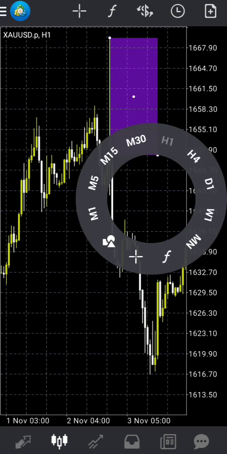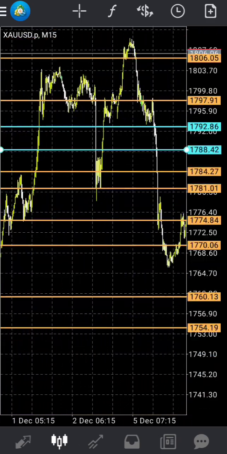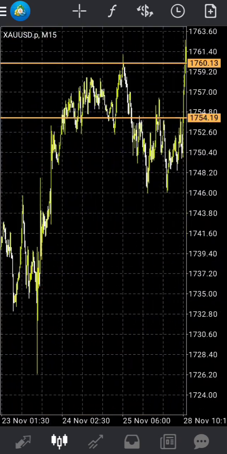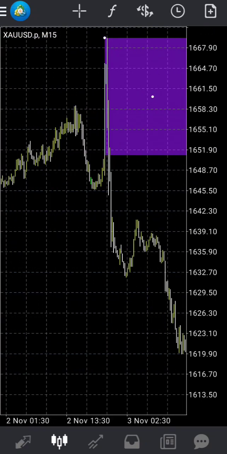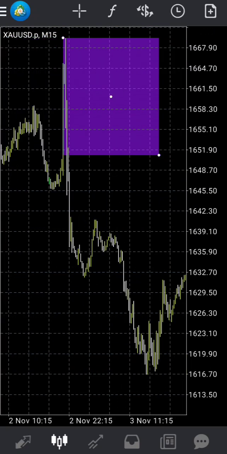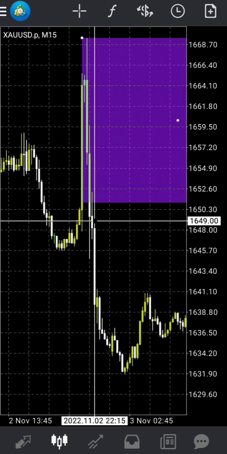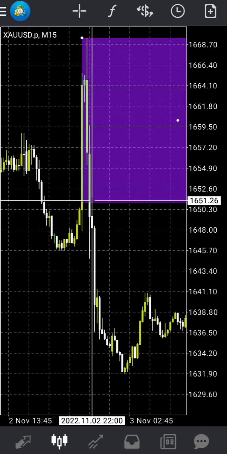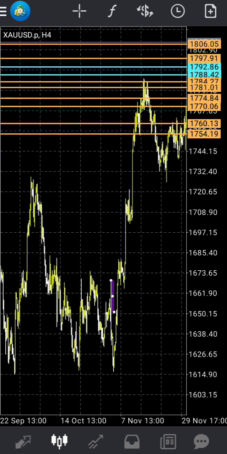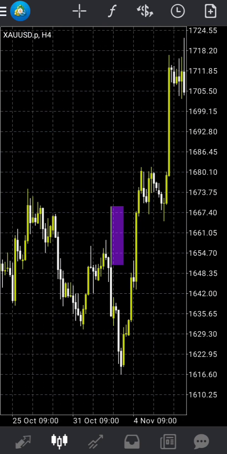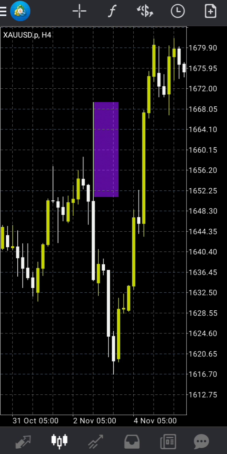Okay, I try to change to a lower time frame to see whether we can see the example there. M30, M15. Yes, in M15 we will see something like this. The price goes up and then suddenly drops. So it forms a shadow in the bigger time frame, H4. That's why we can see a shadow here.